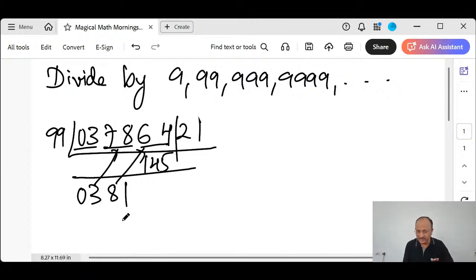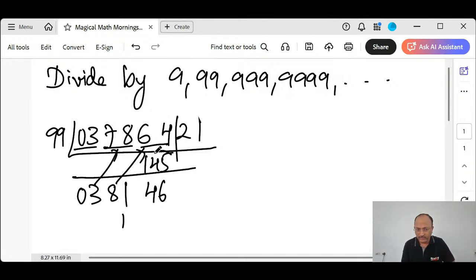When you get 145, it is more than 99. So 99, I will carry here. That means it will become 1. If you remove 99, what is left from 145? It is 46. I'll write it as a part of the quotient.